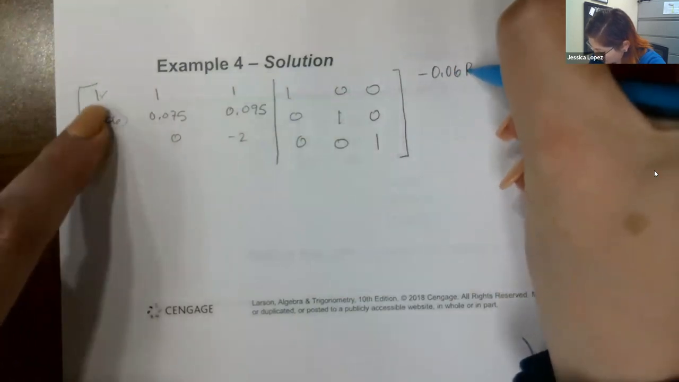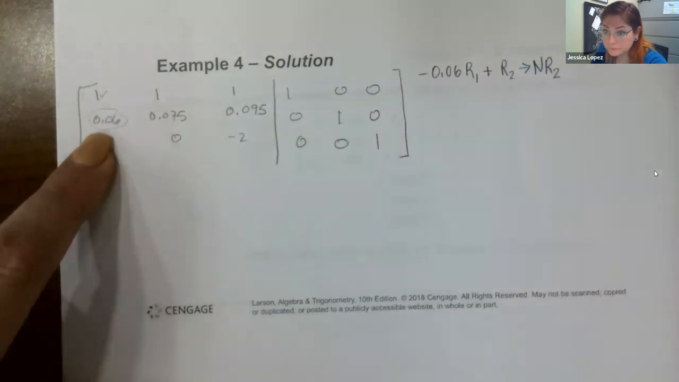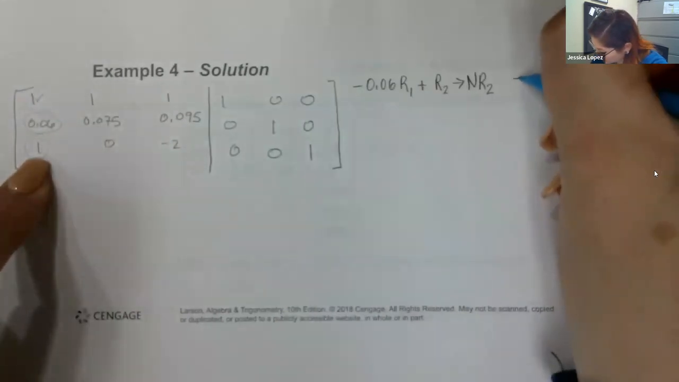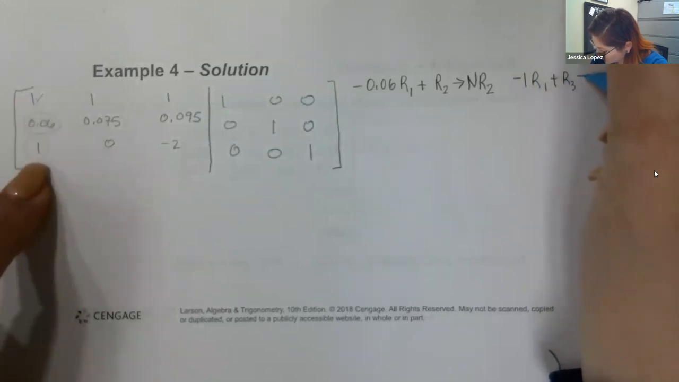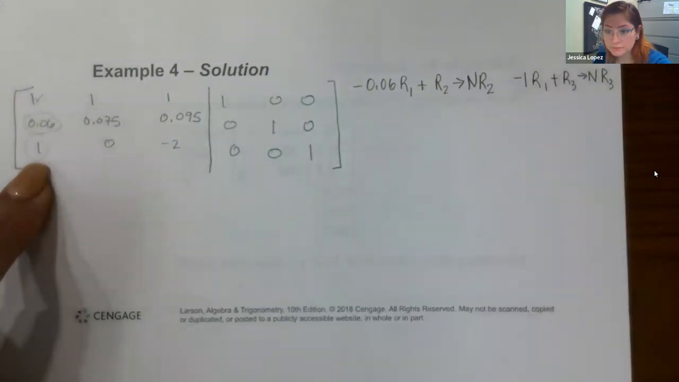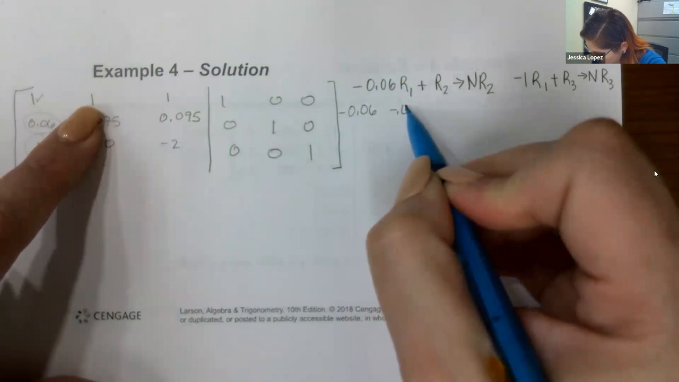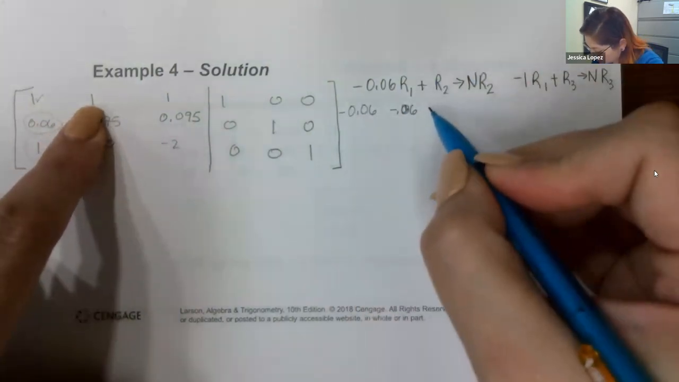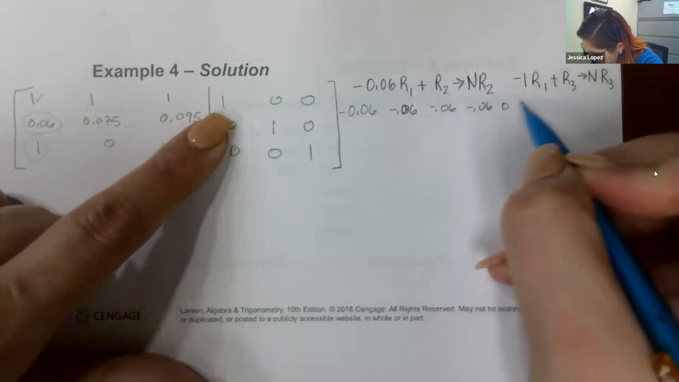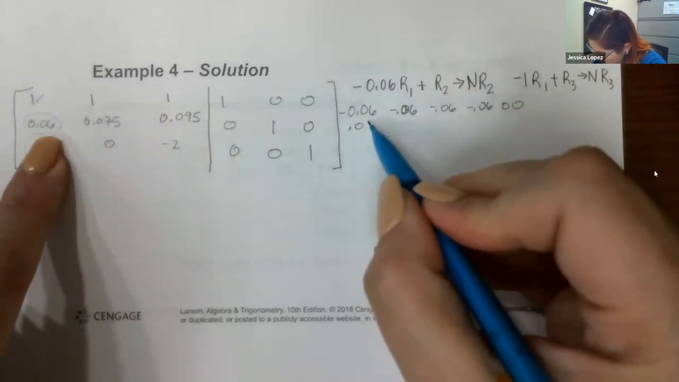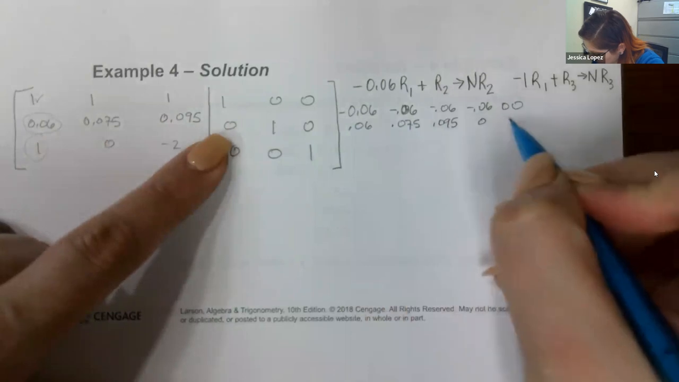I'm going to multiply that by the row with the leading one, add this row to give me my new row with the zero there. Then over here, I need a negative 1. So I'm going to do negative 1 times the row with the leading one plus the row I'm trying to change to give me my new row I'm trying to change. Okay, now let's see. This is going to be negative 0.06, negative 0.06. I'm cutting out the zero because it's too much writing. Negative 0.06, negative 0.06, and then 0, 0. Then these guys underneath. So 0.06, 0.075, 0.095, 0, 1, and 0.